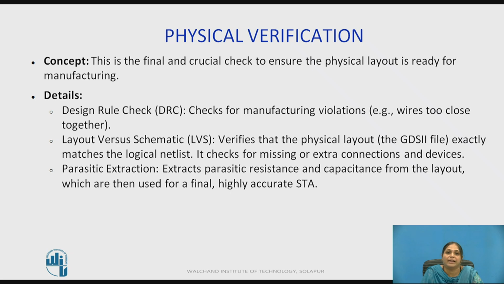Physical verification is the final and crucial check to ensure the physical layout is ready for manufacturing. Design rule check, DRC, checks for manufacturing violations, like wires too close together or too far from each other. Layout versus schematic, LVS, verifies that the physical layout exactly matches the logic netlist. It checks for missing or extra connections and devices. Parasitic resistance and capacitance are extracted from the layout, which are then used for the final, highly accurate STA.